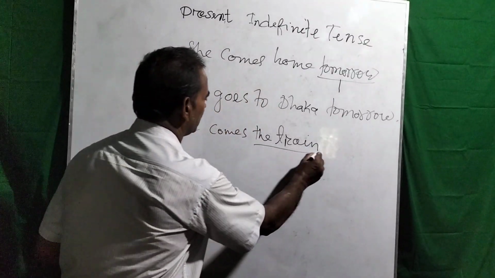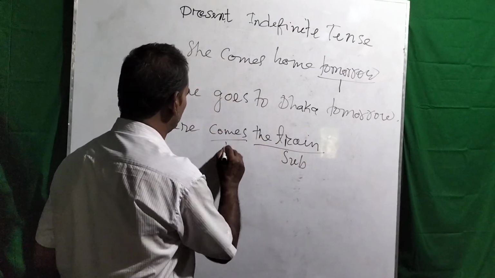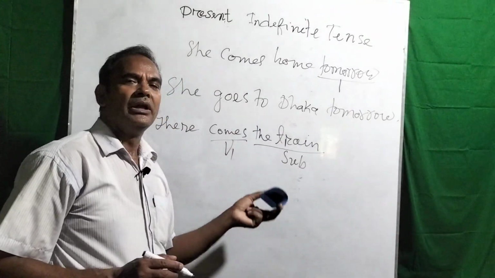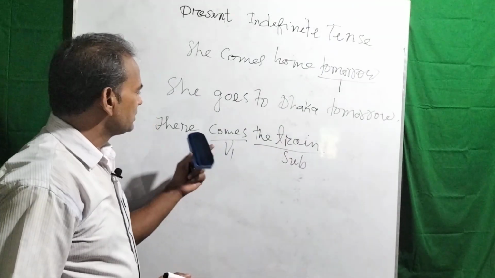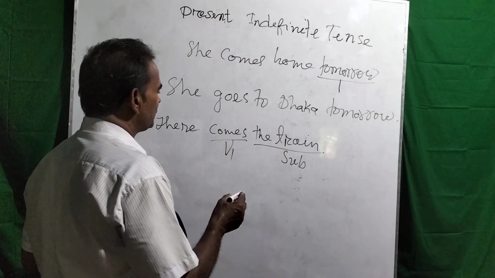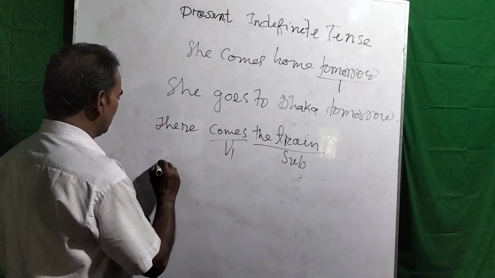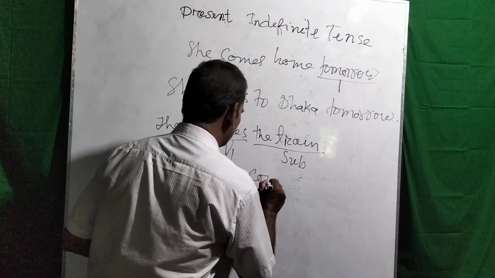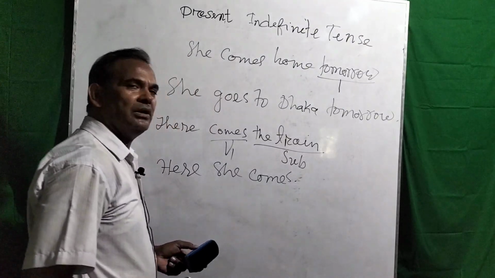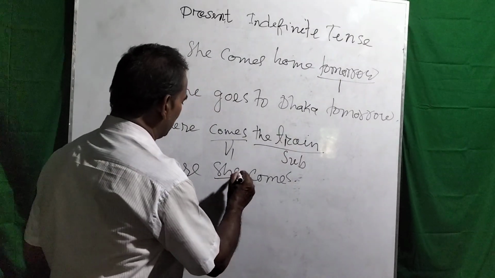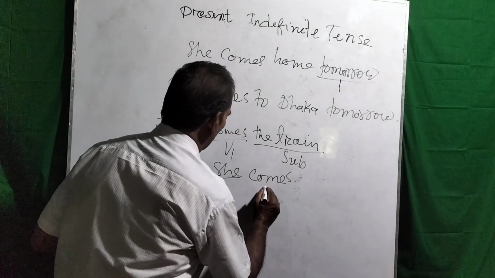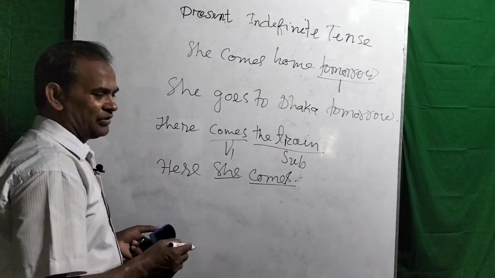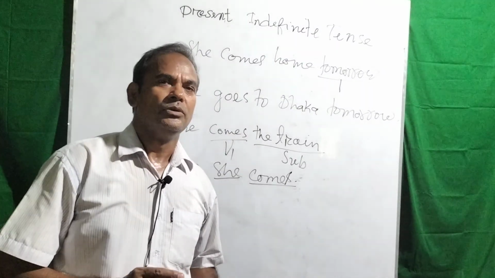Look, the train is the subject of this sentence, and the verb one or present form of the verb comes before the subject because the subject is a noun. If the subject is a noun, then the verb comes before the subject. But if it is a pronoun, then the verb goes after the subject. Look, here she comes. Here, she is a pronoun, and the word comes is the present form of the verb, which comes after the subject. So this is an important rule we have to remember.